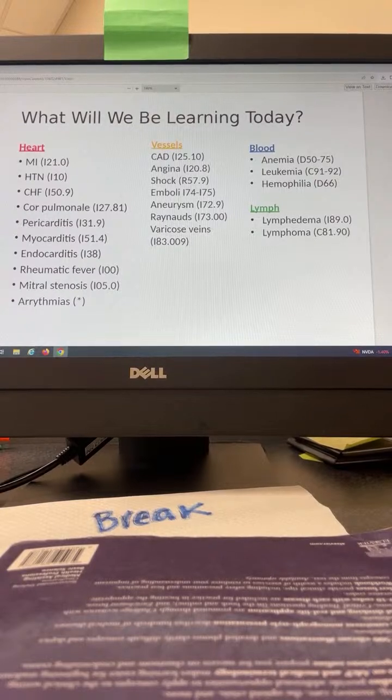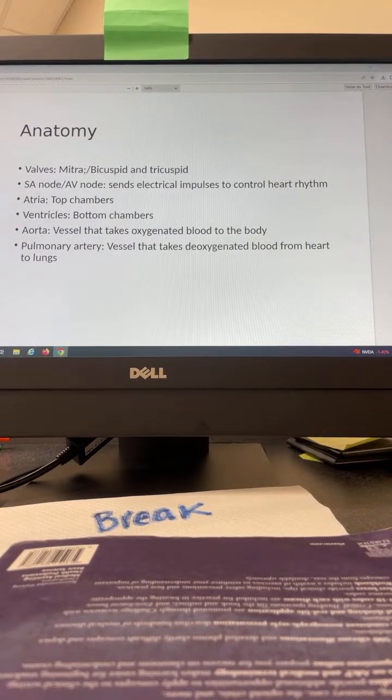So there's different disorders throughout the book, and they're organized similarly in the book, but not all of them are. So I try to put them in the PowerPoint based off what's the problem. Is it a heart problem? Is it a vascular problem? And so forth. Just quickly going over some of the anatomy.